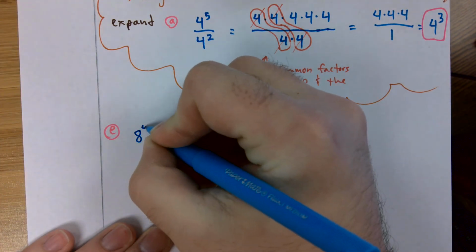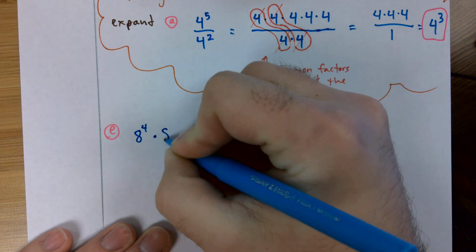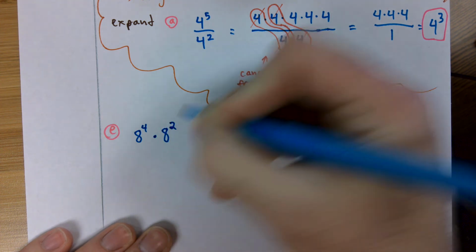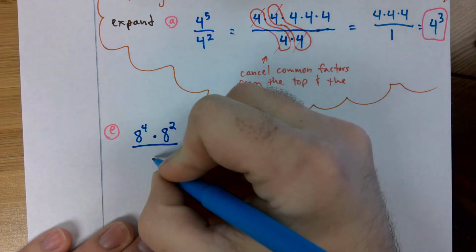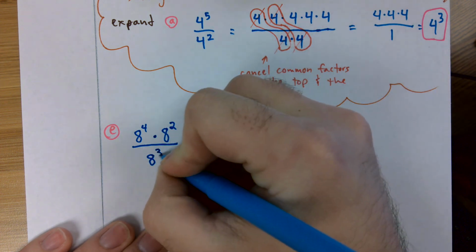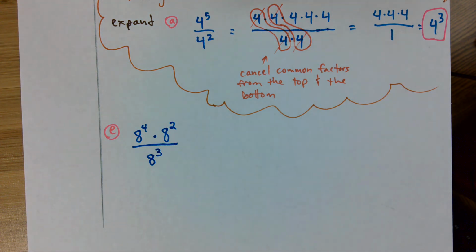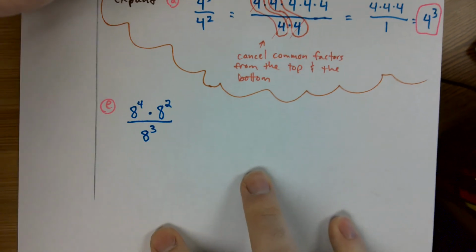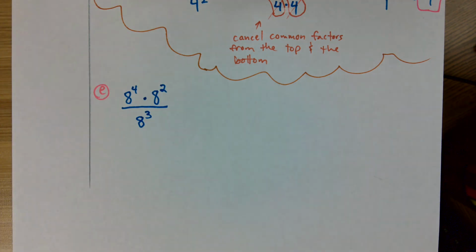8 to the 4th times 8 squared over 8 to the 3rd. Oh, I know what we need to do. Okay, I got it. So with this example, all we're going to do is combine yesterday's steps with today's steps.